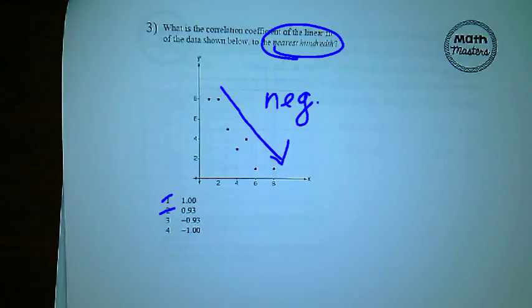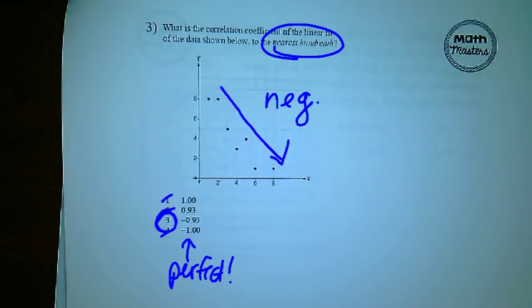But this is multiple choice. This means perfect. This by no means makes a perfect line. So honestly, there's no reason to do more work. This is negative, it's close, so it's strong, but it is not perfect. Okay, so 3 would be the correct answer.